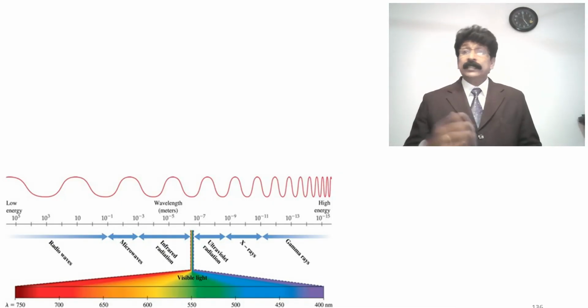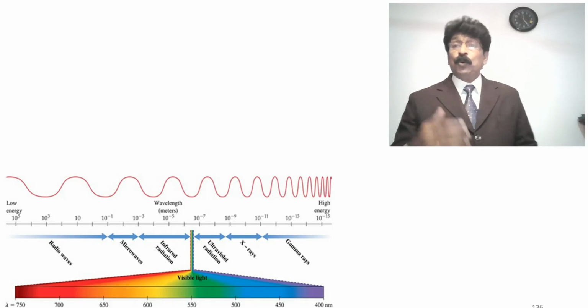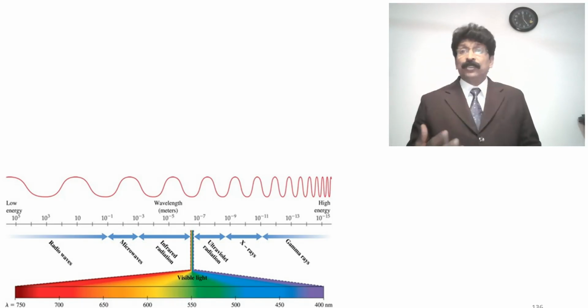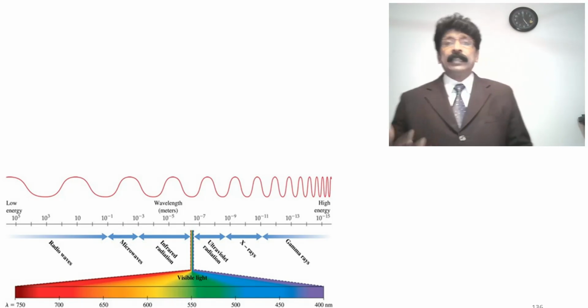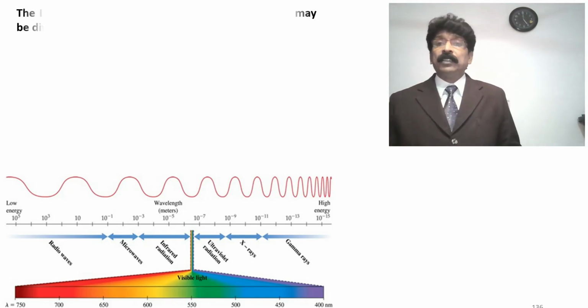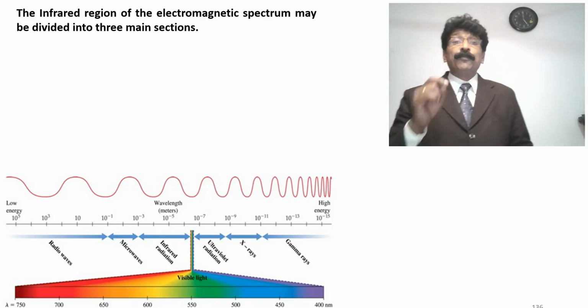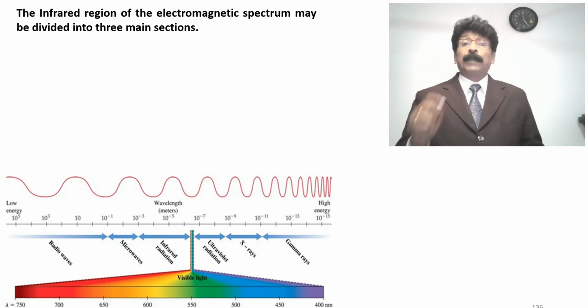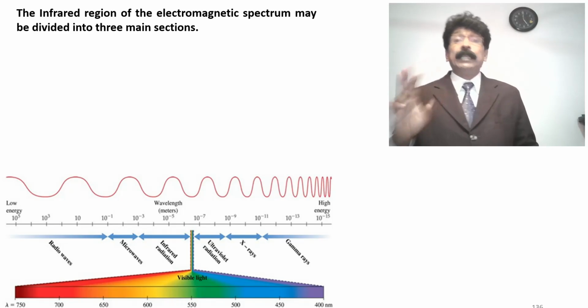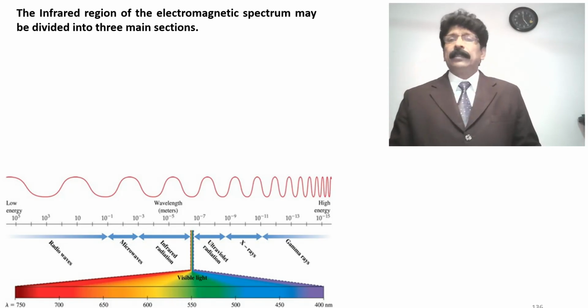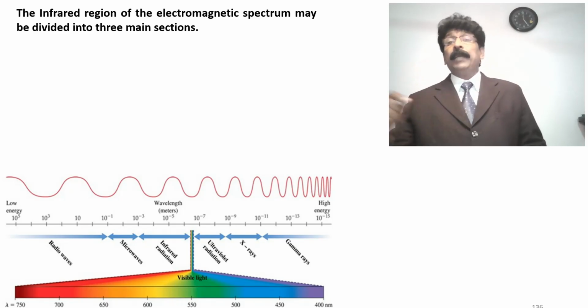This is about a spectrum. We should know infrared rays are also present in the normal light. That's why the word spectrum is used. The infrared region of the electromagnetic spectrum may be divided into three main sections: near, medium, far.